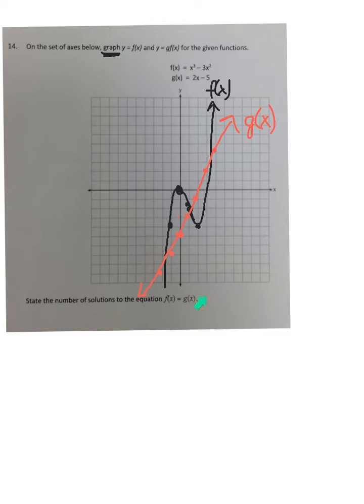And this just means where they intersect. So I see 1, 2, 3 points of intersection. Okay, so let me circle those for you. There's 1, there's 2, and there's 3. So your answer is 3 solutions.